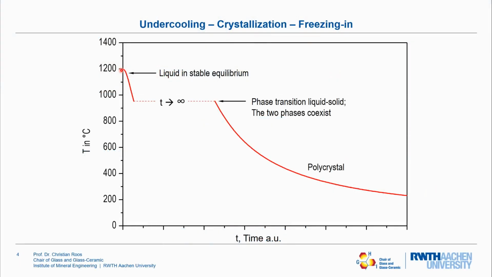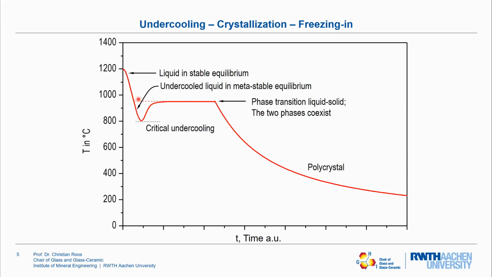Let's first consider a melt that is cooled down. At the crystallization temperature, the crystallization starts and we have two phases, a liquid phase and a solid phase in an equilibrium. The temperature of the system stays constant until the complete melt is crystallized. Then we achieve a polycrystal that cools down according to its thermal properties.